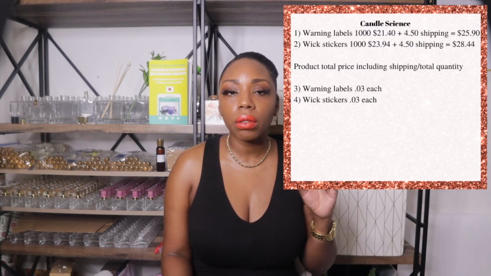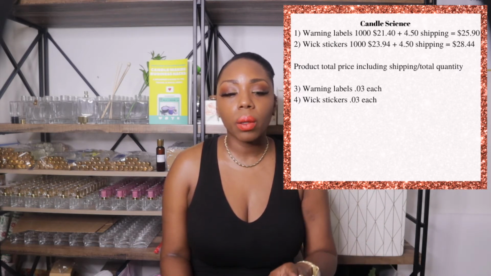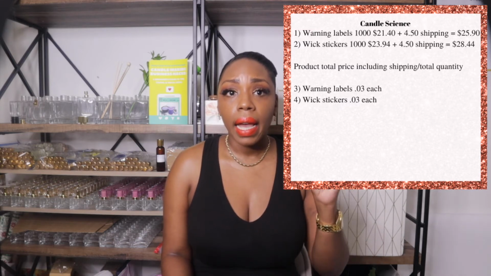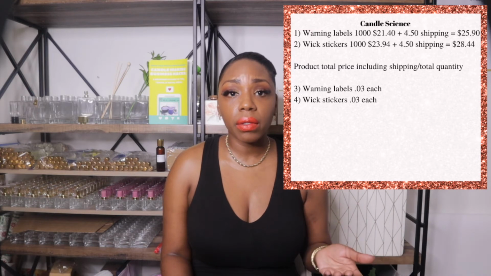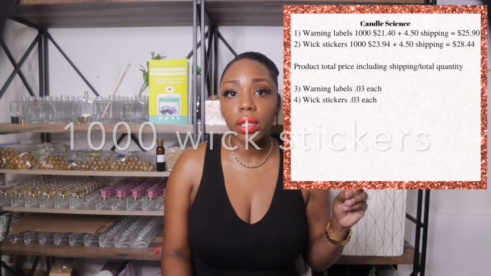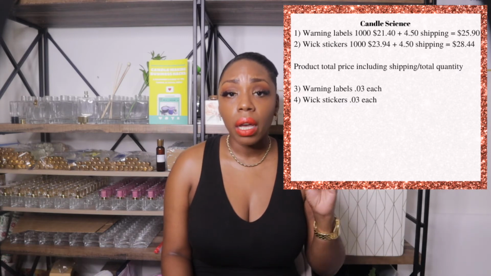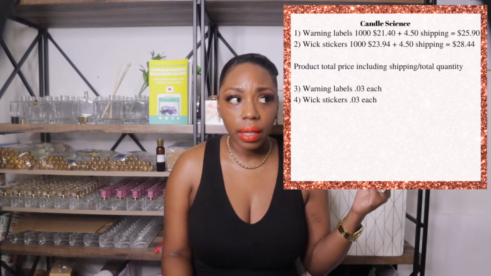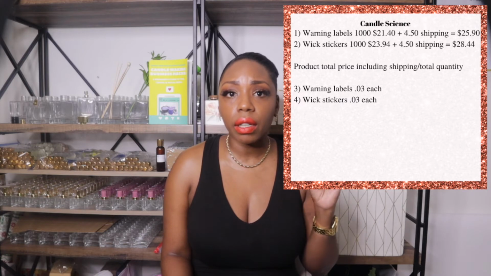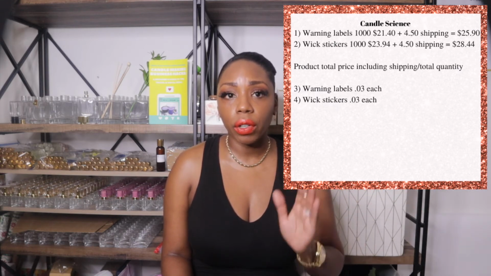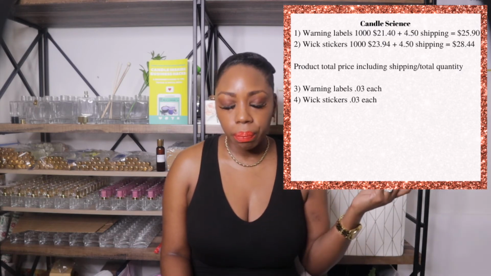So then also from Candle Science, we'll be purchasing the wick stickers. At this point, I'll remove the warning labels from my cart and add the wick stickers, and that is 1,000 per row, and that is $23.94. And again, the shipping will be $4.50 because it's going to the same exact place. It doesn't weigh that much, so they calculate that as $4.50, which is good. And then it's $28.44, so $4.50 plus $23.94 equals $28.44. You divide 28.44 over 1,000, and that gives you 0.03 cents each for each individual little wick sticker. And that is it for Candle Science.